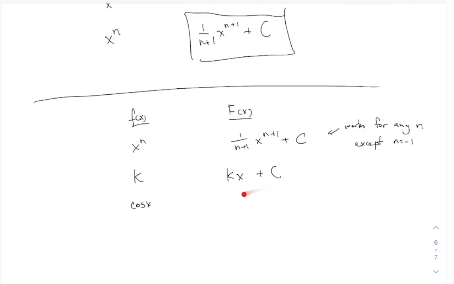Everybody knows some function where, when you take its derivative, you get cosine. Somebody want to shout it? It is the sine. Yeah, the derivative of the sine is cosine. So this is the sine of x plus c. That you should definitely memorize.